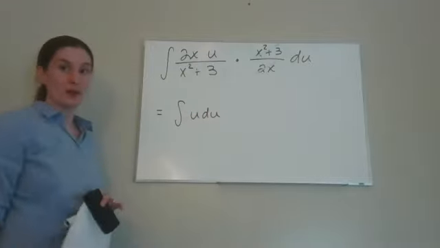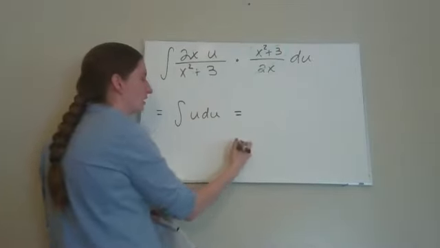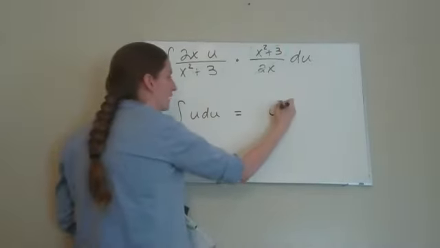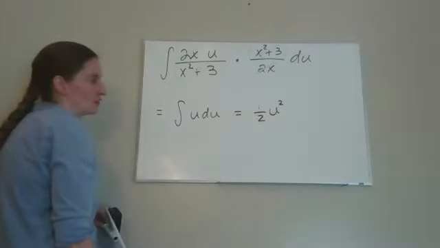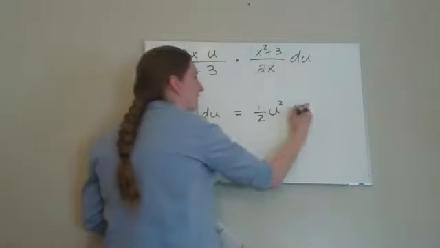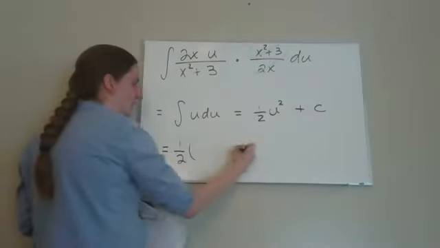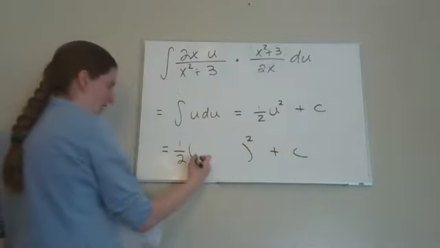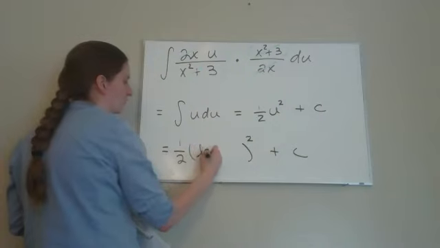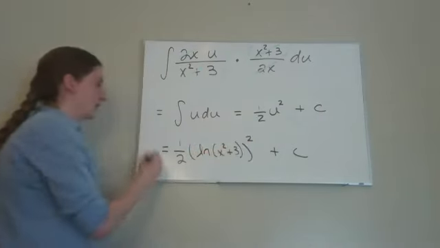That looks much simpler. Now, this is u to the first power, so using our power rule, we add 1 to that exponent, divide by the new exponent, so that's multiplying by 1/2, add your c, and all we have to do to finish it up is plug our u back in. And u was the natural log of x squared plus 3.